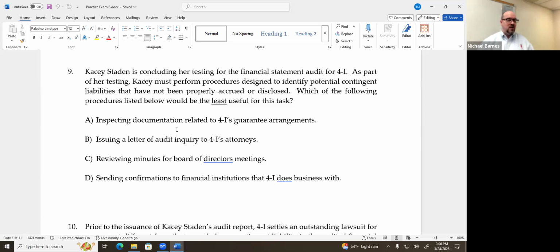Could she send confirmations to financial institutions that 4i does business with? Seems reasonable. This is a possibility that you've got a guarantee arrangement associated with here. It might get contingent liability. What about issuing a letter of audit inquiry, which we also call a legal letter, to 4i's attorney? Would that be a method of identifying contingent liabilities?